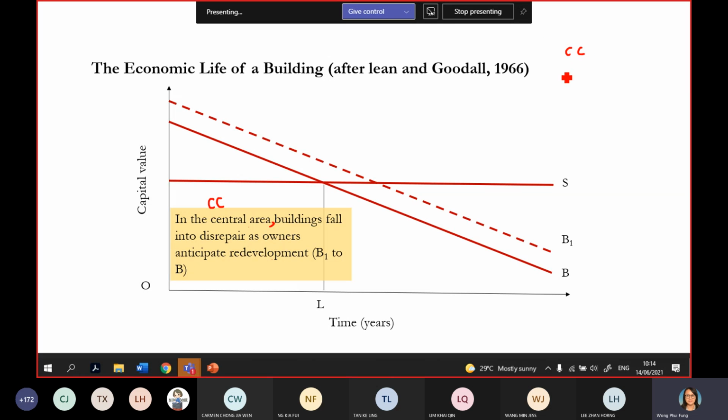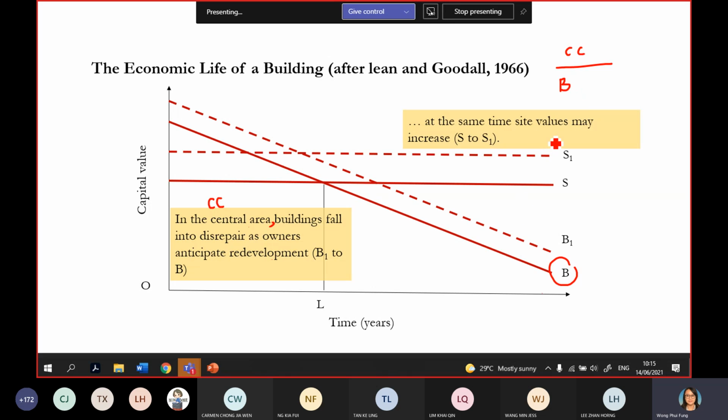So in city center, the scenario is B. Didn't maintain. If you maintain, it's B1. But in city center, they anticipate that the redevelopment is very strong. So that's why they don't want to maintain the building. So it's scenario B, okay? And at the same time, site value may increase from S to S1. So in city center, we know that is a central point the government and the developer will focus on. So when there is an improvement in terms of infrastructure, the first thing they will start from where? City center first. So in that case, site value is S1.